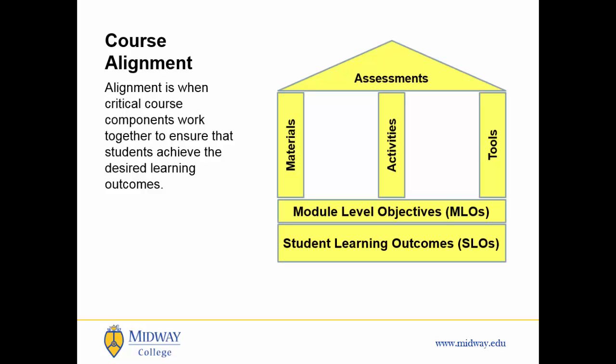The key areas for alignment are learning outcomes and objectives, instructional activities, and assessments. You will also want to consider the resources, materials, and tools as to whether or not they support the alignment of key areas.